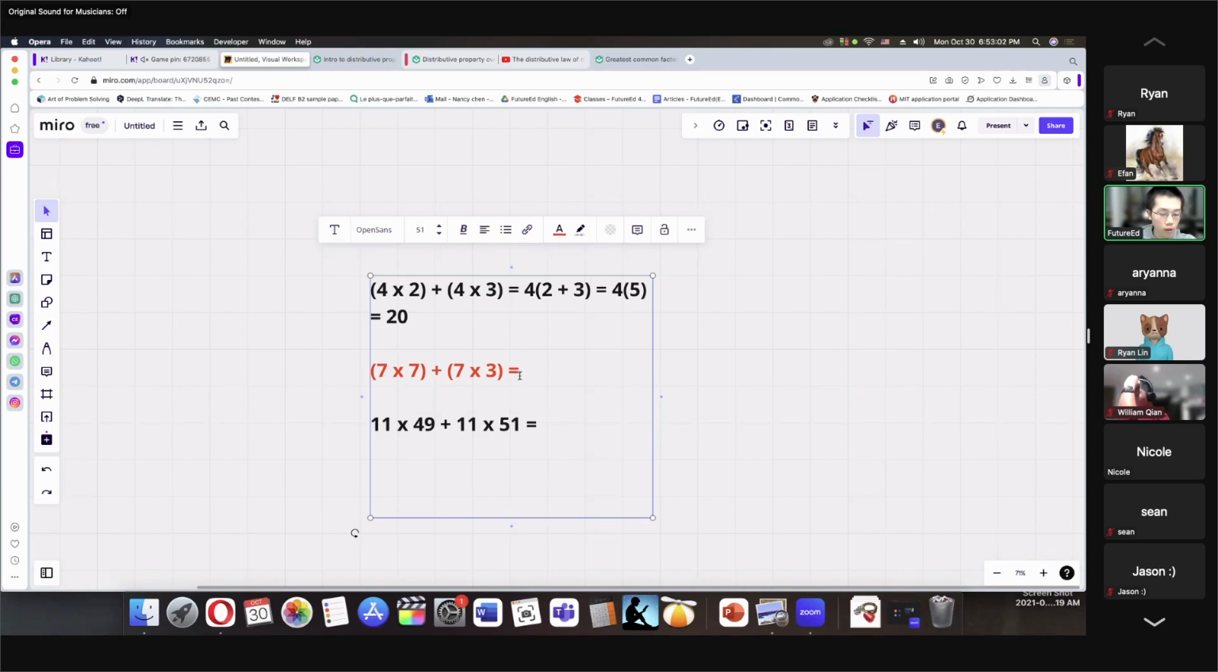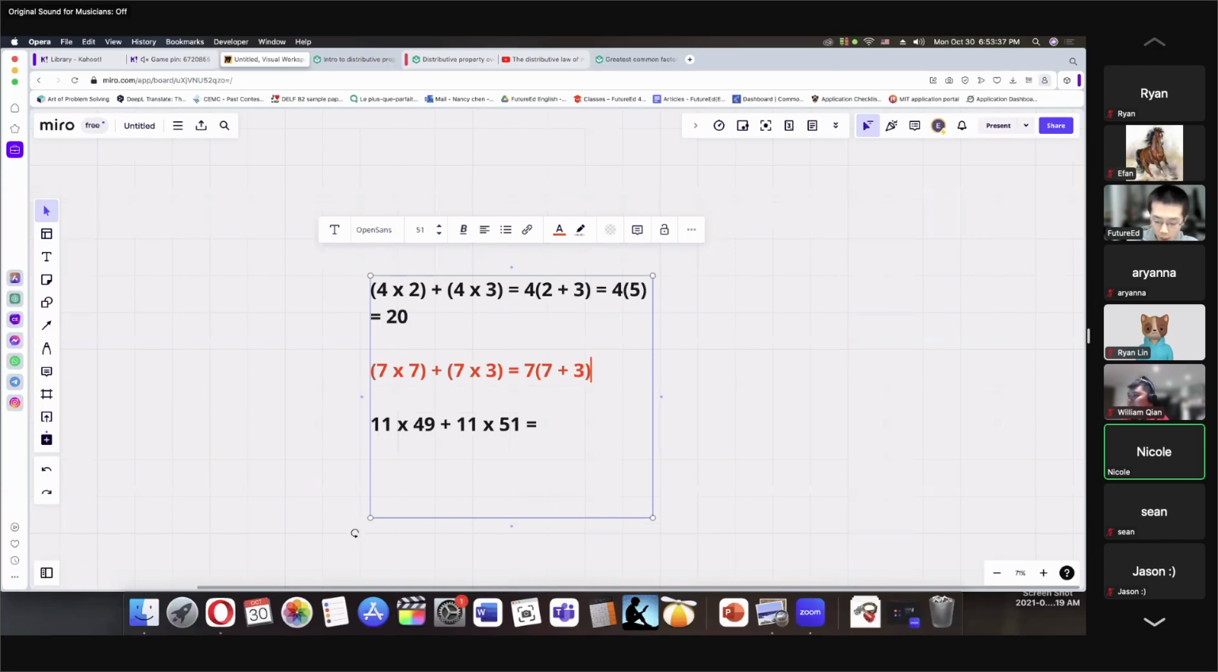So we can try factoring, that's what it's called. We can try factoring out a 7. Okay? So if I factor out a 7, that means it's like the opposite of the distributive property. So I take out a 7. What do I have on the left side? Before I had 7 times 7, I took out a 7. That means I still have, Nicole? 7, on the left side, and the right side, sorry. 7 plus 7 plus 3.